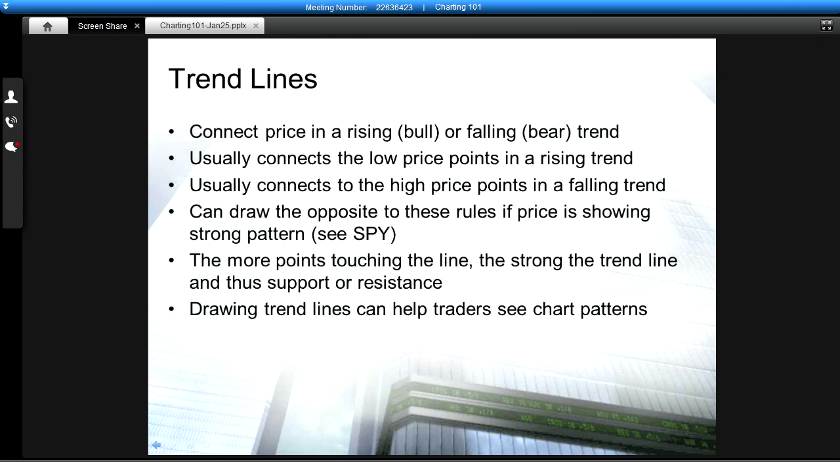Now, the more touches that you have on a line, the stronger that trend line or support line becomes. And when I say support line, I mean both the support or the resistance line. Drawing trend lines, both using the highs and the lows, can help traders see chart patterns, which is a whole nother discussion that we're not going to get into today. But I just want to point out that by drawing these lines, you can start to see some common patterns with prices, and then you can react to them based on when it breaks out of that pattern.